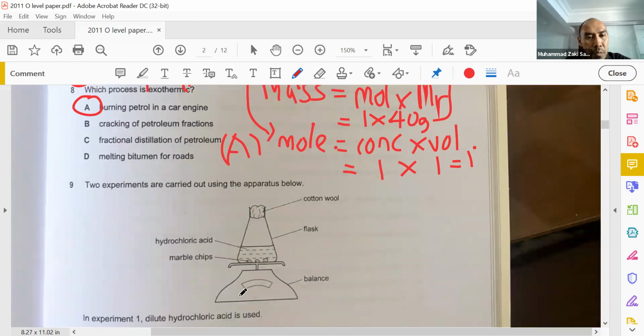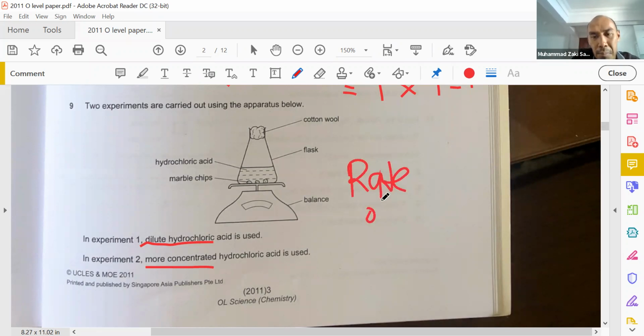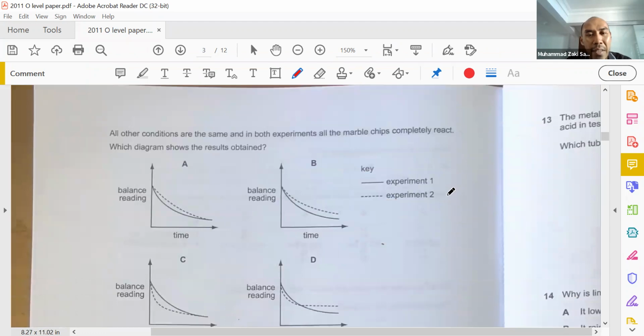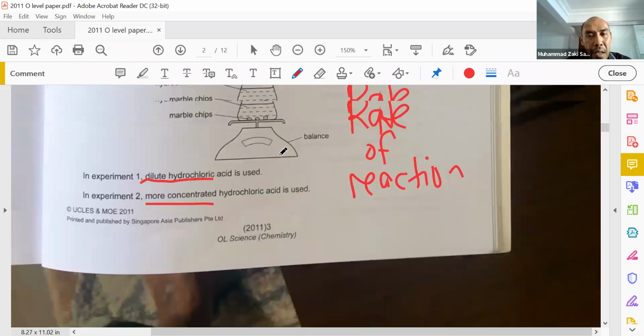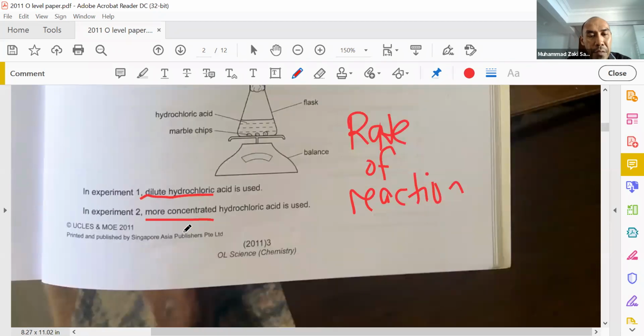Next question. 2 experiments are carried out using the apparatus below. Experiment 1 used dilute hydrochloric acid. Experiment 2 used concentrated hydrochloric acid. When you read this, you must immediately think of the topic called rate of reaction. All other conditions are the same. So remember, more concentrated should be faster, then dilute.